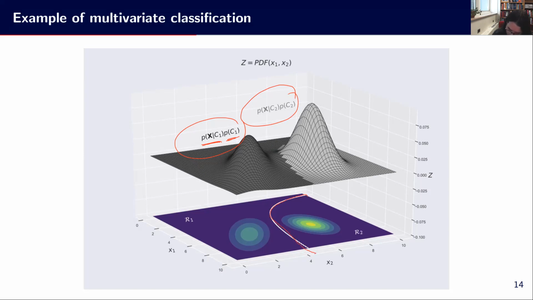So everything in there is from class 2. Everything in there is from class 1, which is the same thing here. And we see this is the point where both distributions are crossing. When both distributions are equal, this is where we have a frontier.